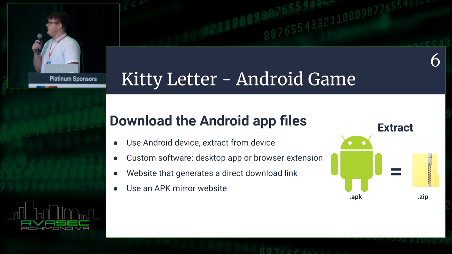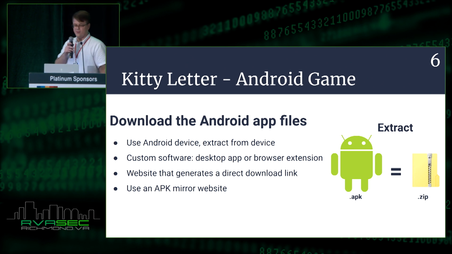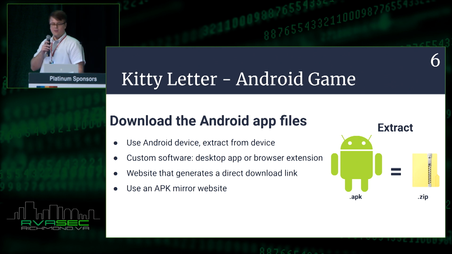All right, so if you didn't know, Android apps are APK files. And APK files are downloaded from the Google Play Store to your Android device and then installed. If you want to get your hands on the file itself, it's kind of difficult, depending on what you do. One easy way would be to use custom software where you can just run someone's desktop app or browser extension and then download the APK file that way. The most difficult way would be to actually install it on your Android device and then try to extract it from it.